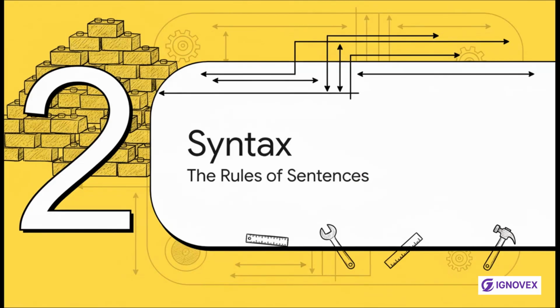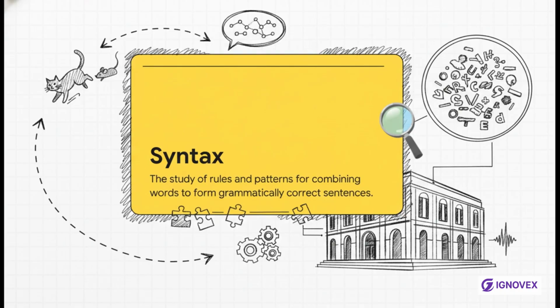Okay, so we've got our bricks, our morphemes, and our words. But a pile of bricks doesn't make a house, right? You need a blueprint. And that brings us to our second pillar, syntax. These are the rules for how we put all those words together. You can just think of syntax as grammar. It's the architecture of a sentence. It's the reason the cat chased the mouse makes perfect sense to us, but chased mouse, the cat is just, well, it's word salad. Syntax is that invisible structure that gives our language meaning and clarity.